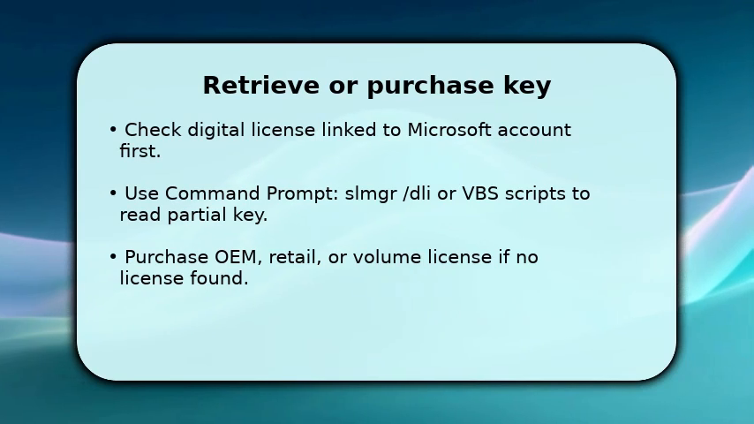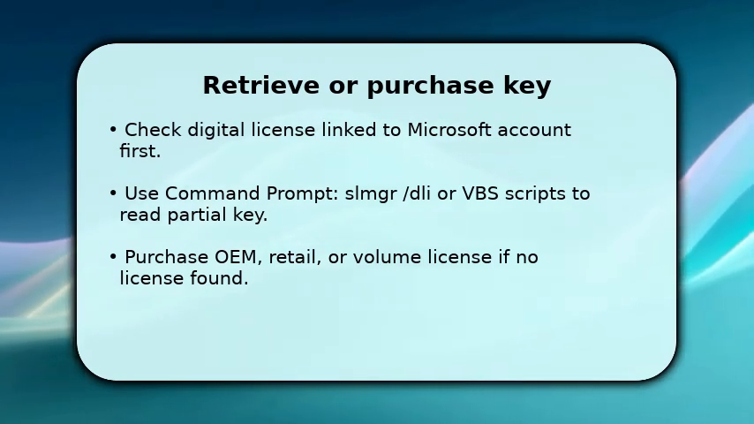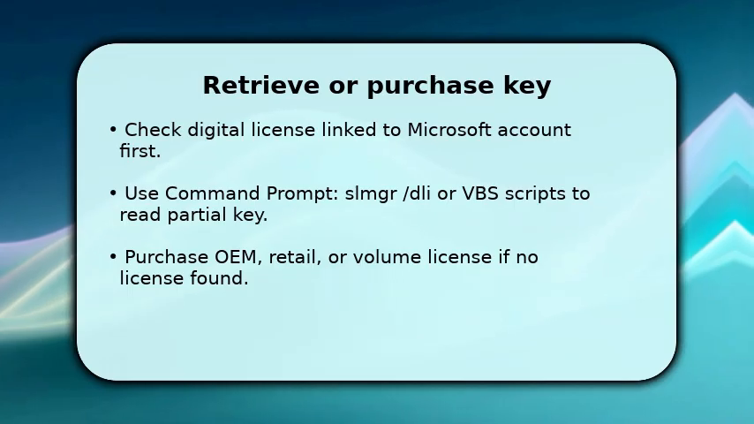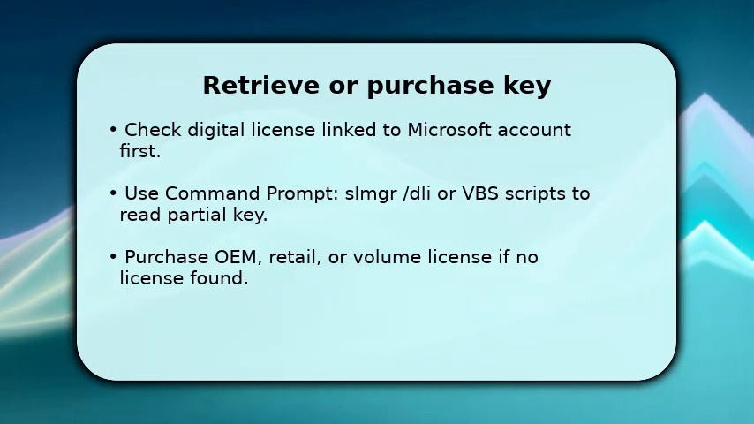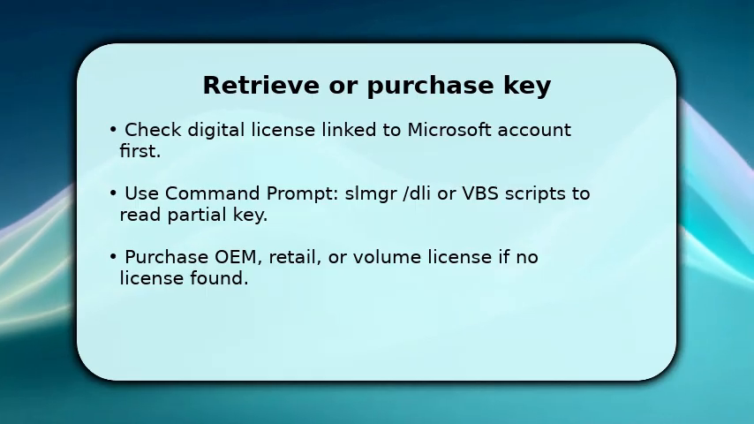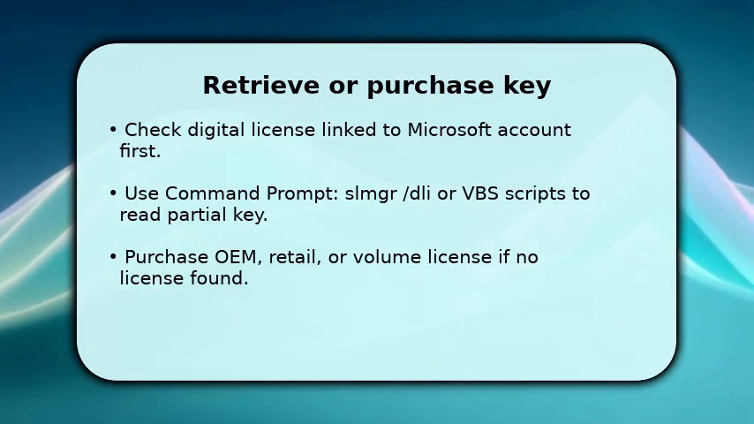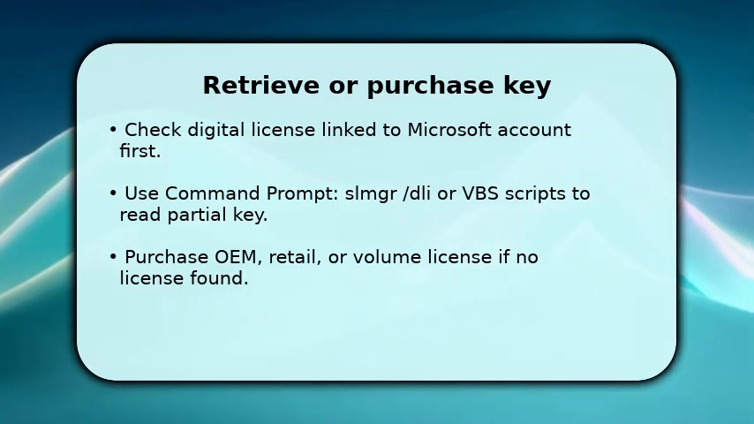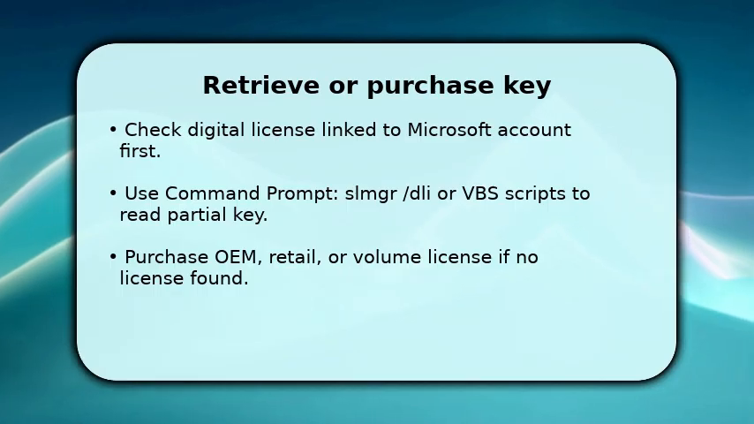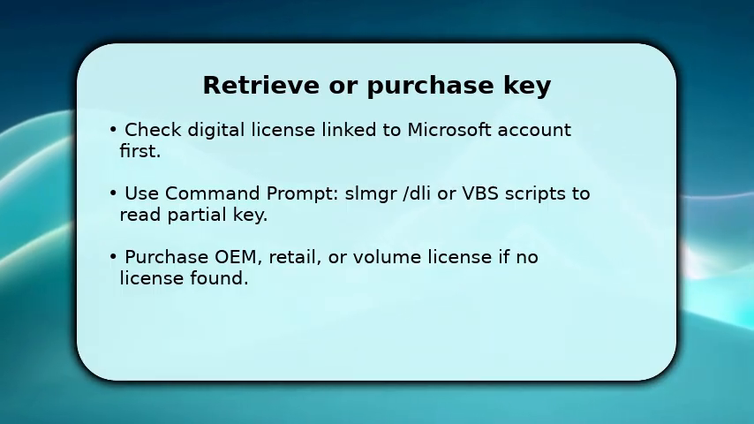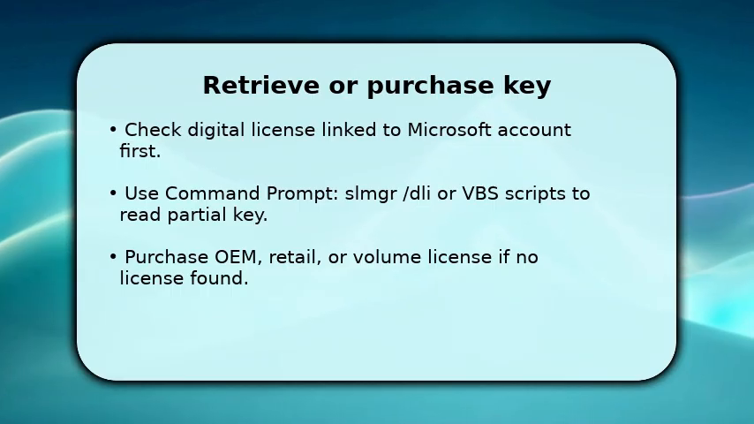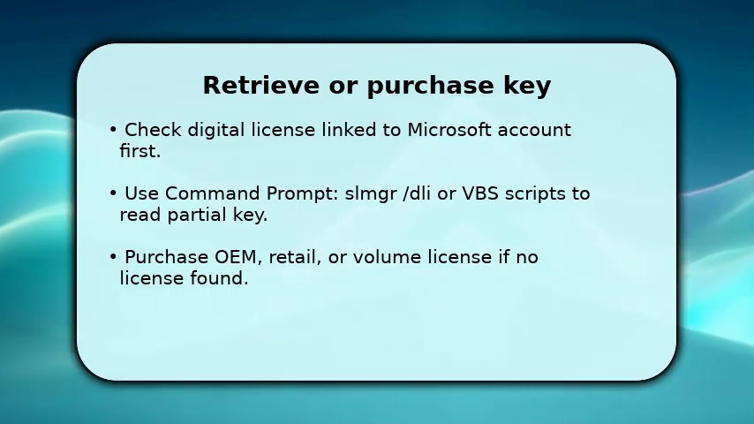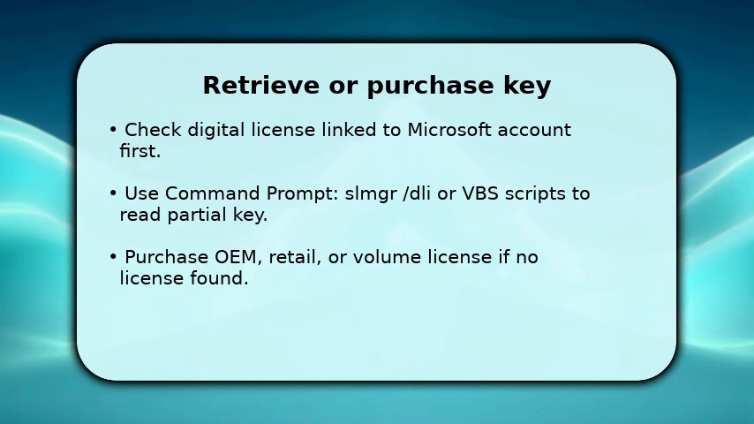Next, determine whether your device already has a digital license linked to your Microsoft account. This avoids needing a new key. If not, use command prompt commands like slmgr /dli or safe PowerShell scripts to reveal partial key or activation status, which helps decide the next move. If no valid license exists, choose retail for transferability, OEM for bundled hardware, or volume licensing for businesses, and complete purchase through a reputable vendor so your key matches your edition and activation method.